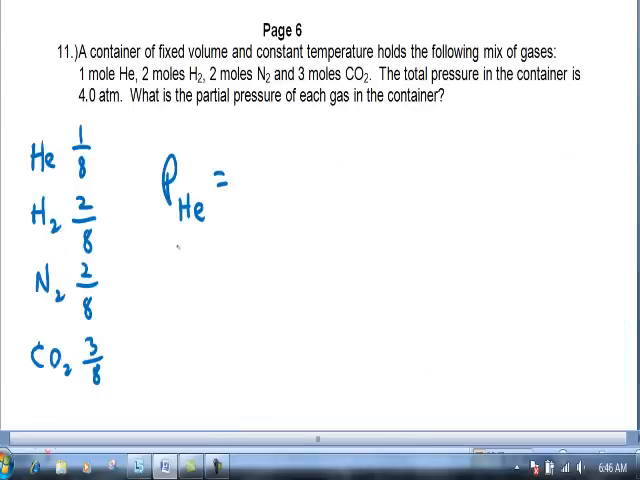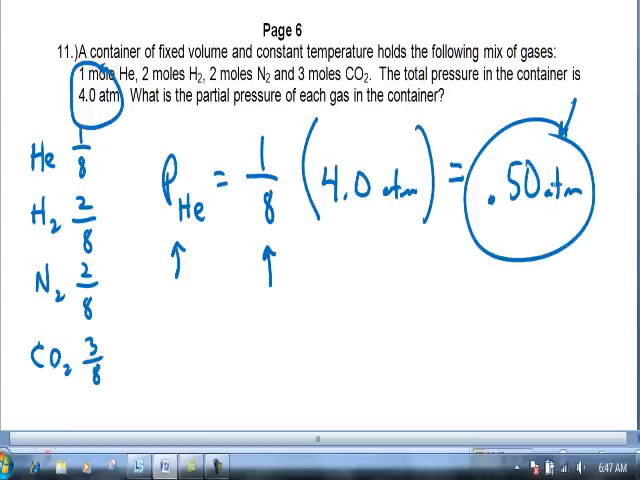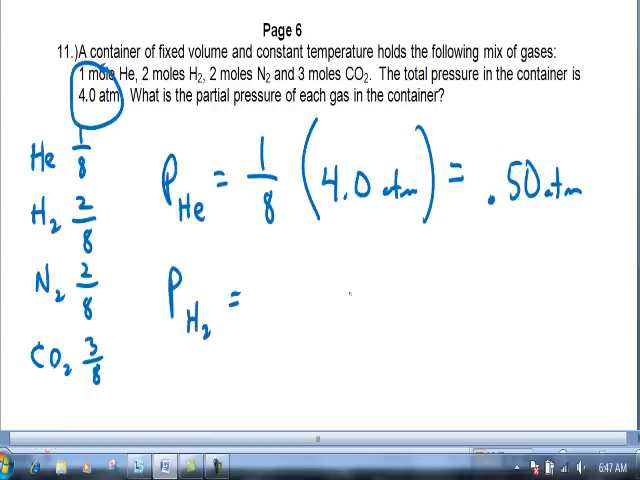To find then, say, the partial pressure, or the pressure coming from only the collisions of the helium atoms with the sides of the container, we can take the mole fraction of helium, which is 1/8, and multiply that by the total pressure, which we're given as 4 atmospheres. Multiplying this together gives us the fraction of the pressure, or the partial pressure, coming from only the helium atom collisions with the sides of the container. We find that the pressure coming from just the helium, or the partial pressure of helium, would be 0.50 atmospheres. We can repeat the process with the other gases using the mole fraction of each other gas to get their partial pressure as well.